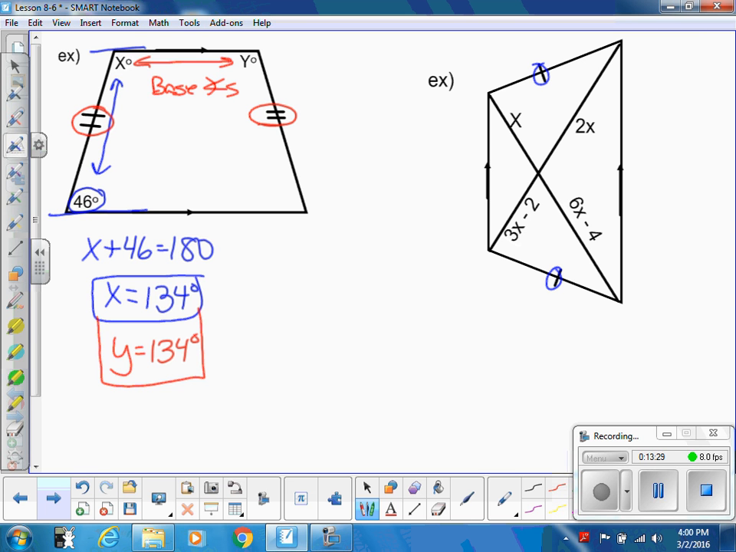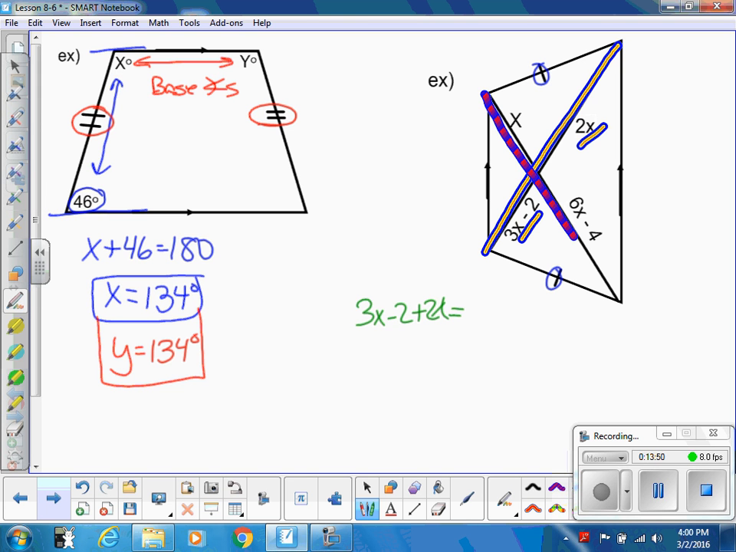We know that the diagonals are congruent. So I can take this diagonal here, which again, it's this portion plus this portion. So 3x minus 2 plus 2x. That's going to equal this diagonal, which is this portion plus this portion. Do a little algebra. This gives me 5x minus 2 equals 7x minus 4.